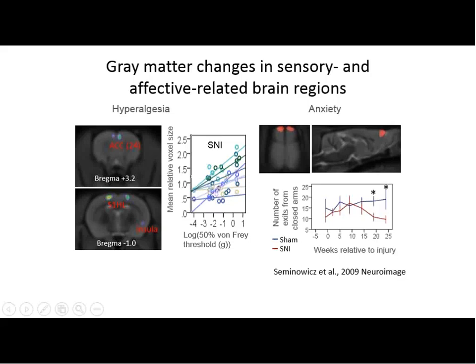So those are sensory-related changes, but we also saw later on some anxiety-related changes. So these only occurred at very late stages. At 4 and 5 months after injury, we started seeing reductions in gray matter volume in the prefrontal areas, similar to what we see in chronic low back pain and other chronic pain conditions in humans. And interestingly, this corresponded to a change in anxiety-like behavior that only started appearing at those same time points. So we think this is a pretty good model for that transition from acute to chronic.